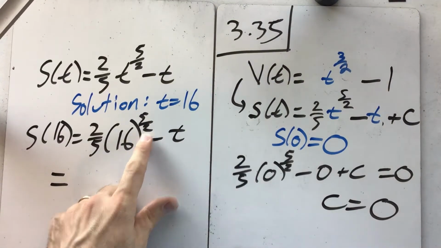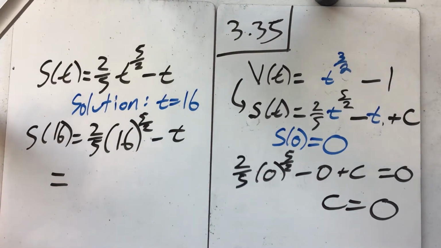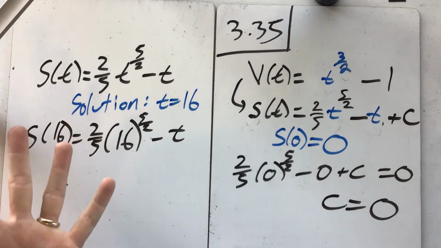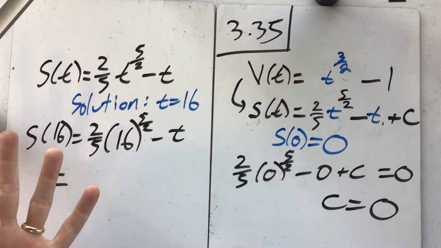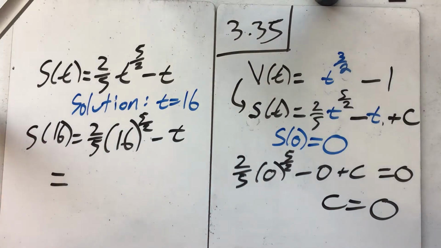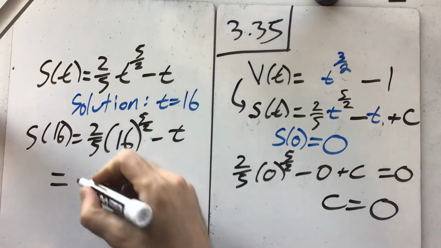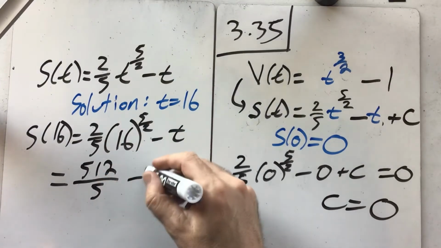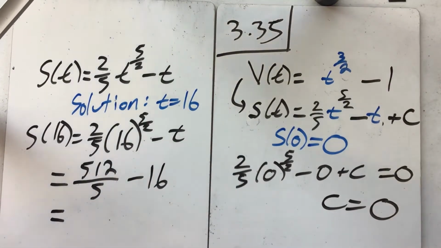So notice that the square root of 16 is 4, so I have to take 4 to the 5th power, which is 2 to the 8th power. So that's 2, 4, 8, 16, 32, 64, 128, 256. And 256 times 2 is 512. So I think I get 512 over 5 minus 16. And now, let's see, I could do 16 times 5, which is the same as 8 times 10, which would be 80. So I think I could get 512 minus 80 over 5.